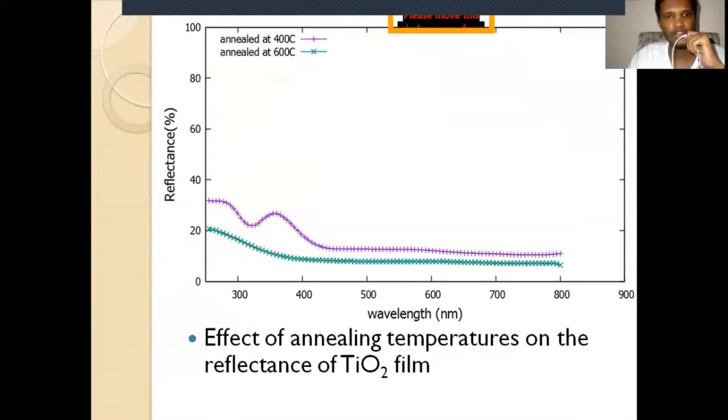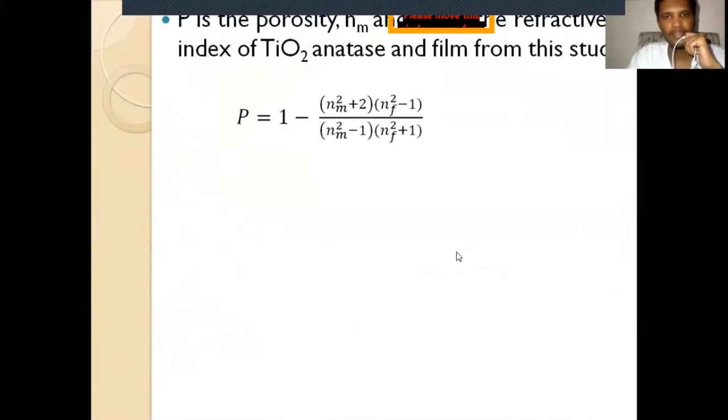Next, we calculated the refractive index of the film from the reflectance data using this equation. We also calculated the porosity of our film from the refractive index using this equation. From here, we discovered the porosity of our film at 400 degrees Celsius was 0.3894. Porosity of our film at 600 degrees Celsius was 0.182.